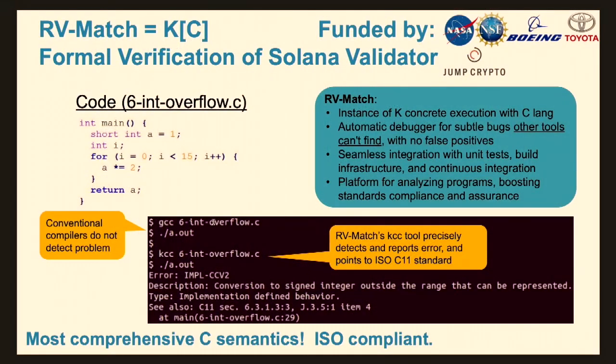And this is not important at all for this crowd here, I'm sure, but we can do exactly the same thing with C. It doesn't have to be EVM or anything. As a matter of fact, we have a tool called RV-Match, which is K instantiated with C, and we use it actually right now to formally verify a Solana validator for Jump Crypto.